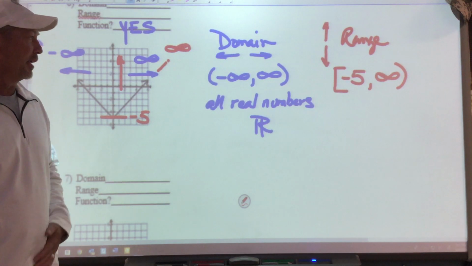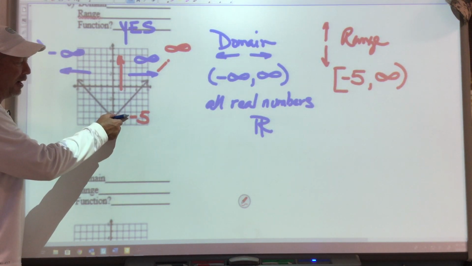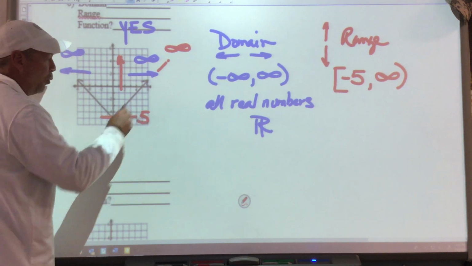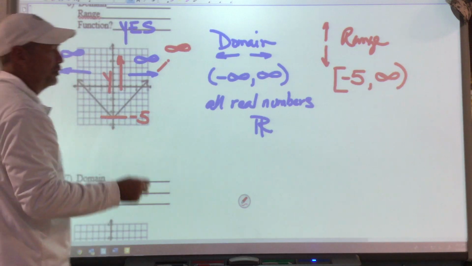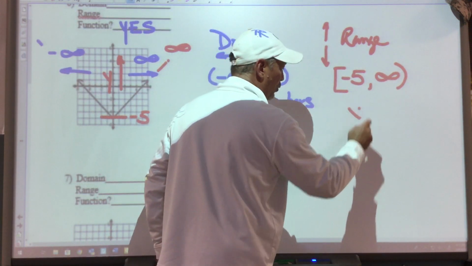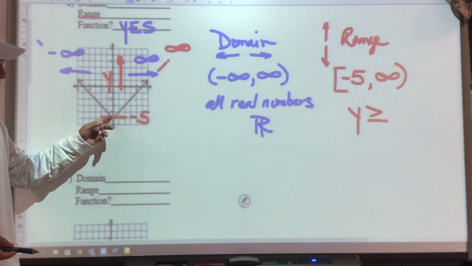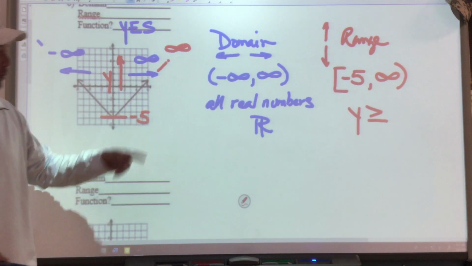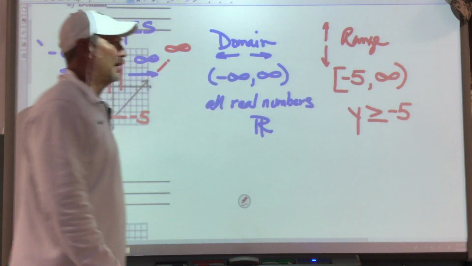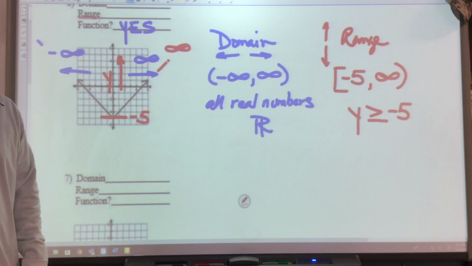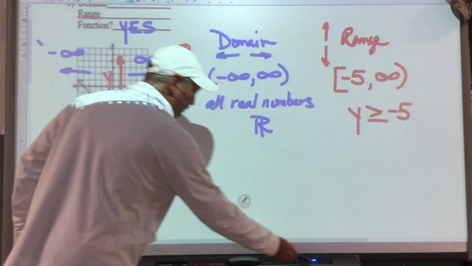As an inequality, this one's a little different. As an inequality, I'm at negative 5, and my y values go up forever. So you would tell me that y is going to be greater than or equal to negative 5, because you make contact with the line. Okay? Keep going. Going to another problem.